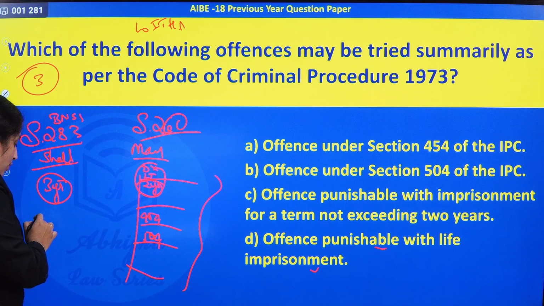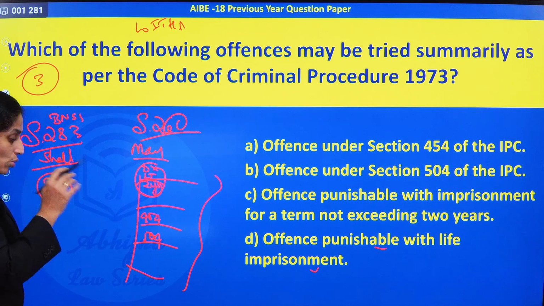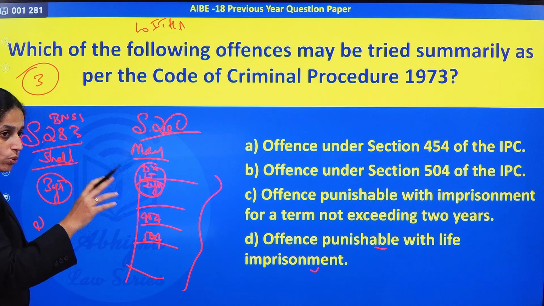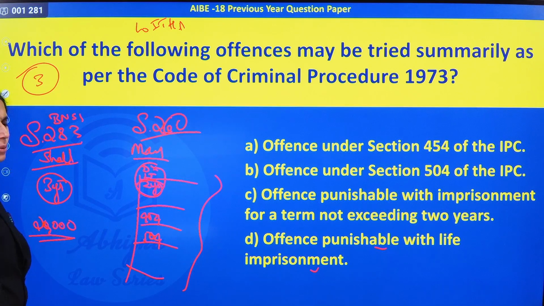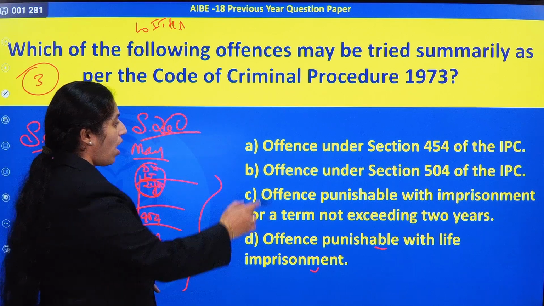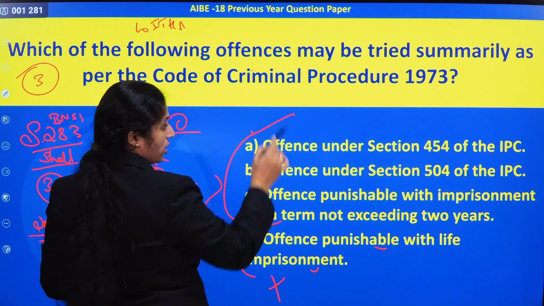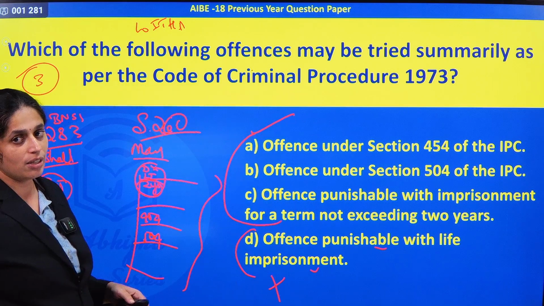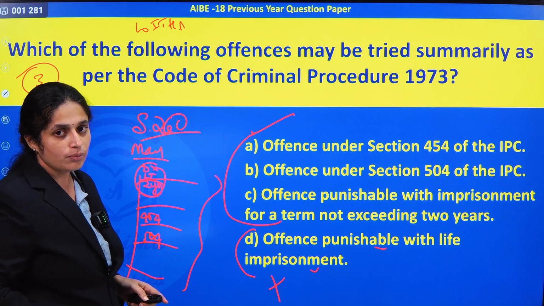the value of the property which has been subjected to theft, earlier it was 2000 rupees, now it has been increased to 20,000 rupees. So, these are some of the changes here. So, here we cannot directly say that all these can be tried summarily, this cannot be tried summarily. So, the question does not match with the answer, that is why they have withdrawn the question.